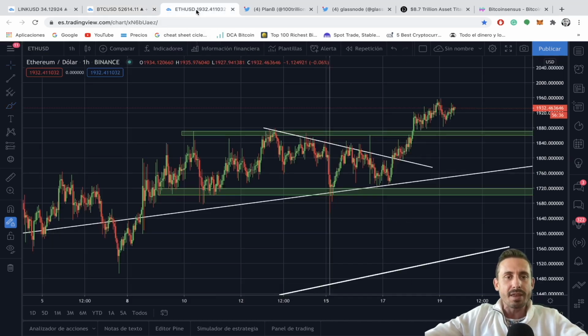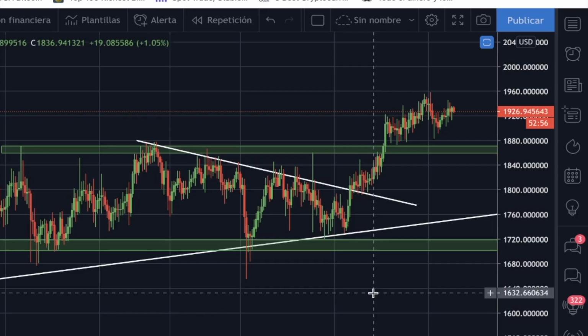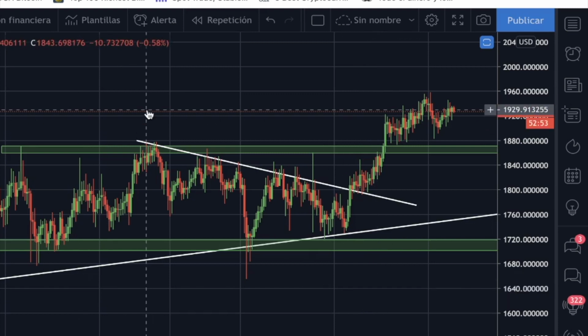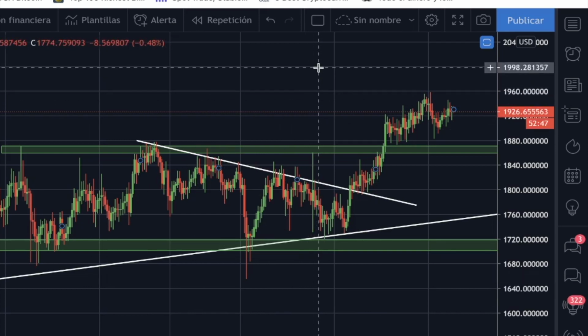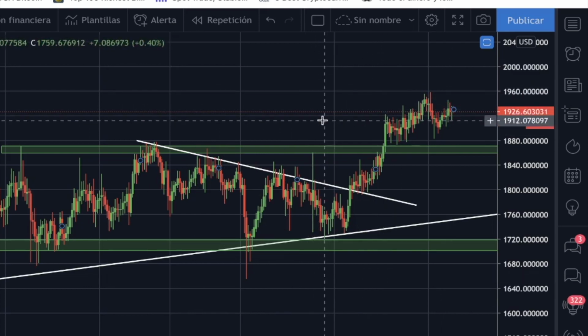Let's take a look at the Ethereum US dollar chart. This is the 1 hourly chart for the Ethereum US dollar pair, and I cannot detect any possible trades right now. There is so much noise on the chart. It just goes up and down, and now we are just breaking all-time highs consistently.